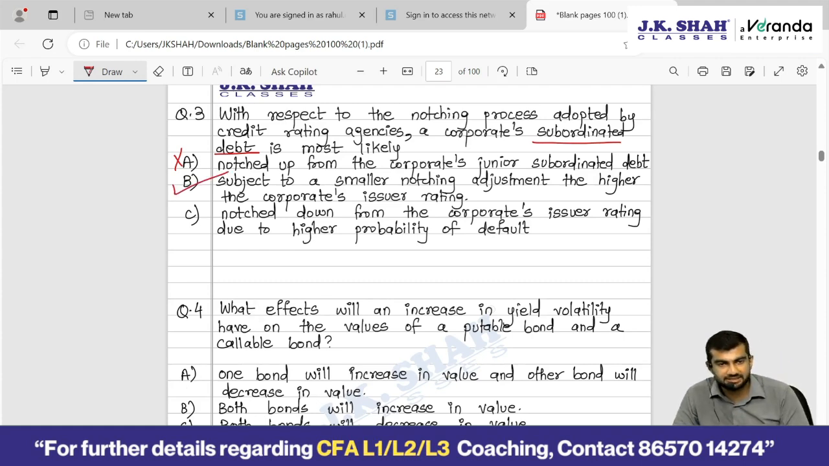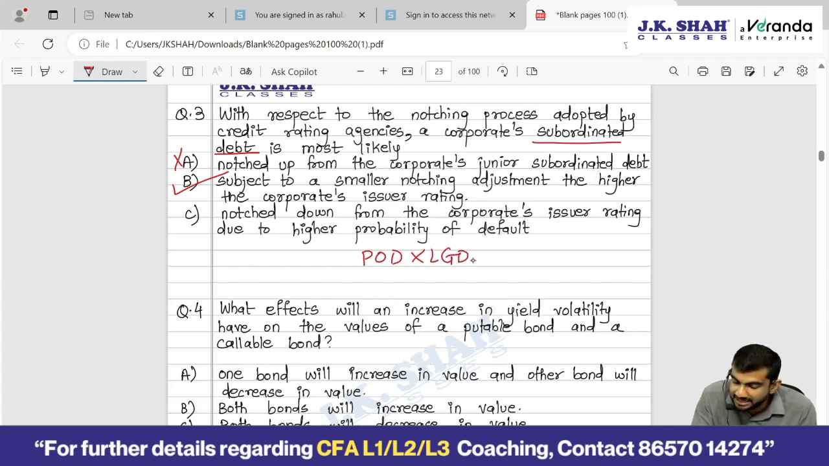Now why is C wrong? Let's understand that. Notched down from the corporate's issuer rating due to higher probability of default. Now let me tell you one thing: while assigning a credit rating, the probability of default is not seen. What is given weightage is loss given default, loss severity. Probability of default is used when you are calculating the expected loss, which, you remember, is probability of default into loss given default. That is where it comes into the picture. So in terms of rating, the probability of default as such won't come into the picture. So C is wrong because they are saying probability of default. Okay, understood this? Fine.